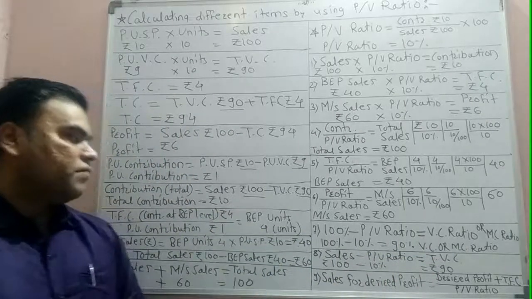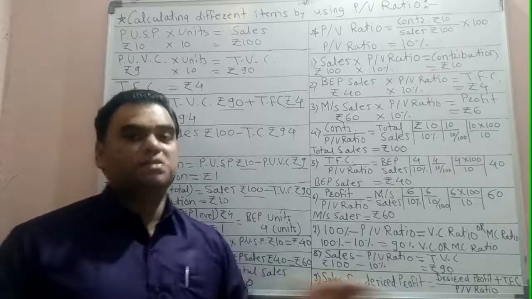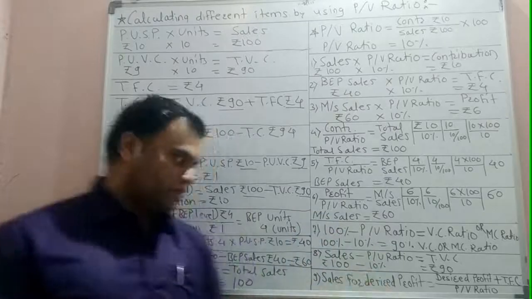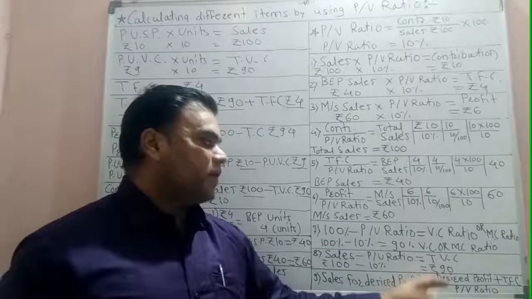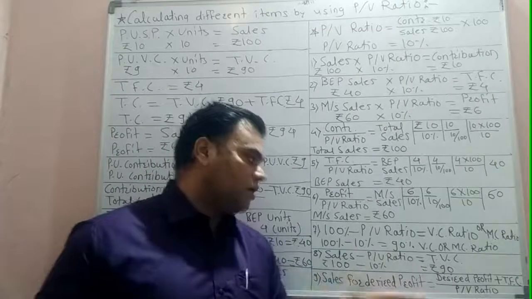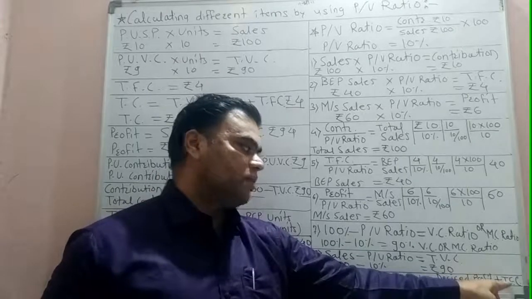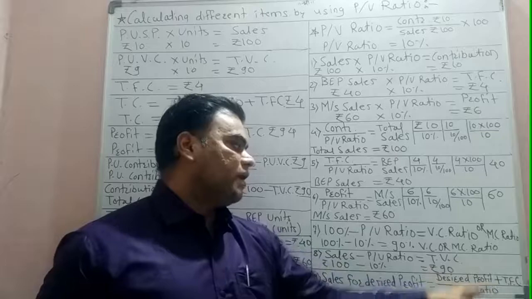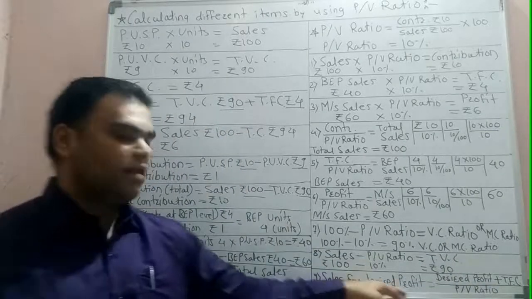Then last, we can calculate sales for desired profit or sales for expected profit. How can we calculate the same? The desired profit, the amount of profit which we desire to earn, that profit we have to write here, plus total fixed cost, the prevailing fixed cost, divided by PV ratio. Then we will get the amount of sales for desired profit.